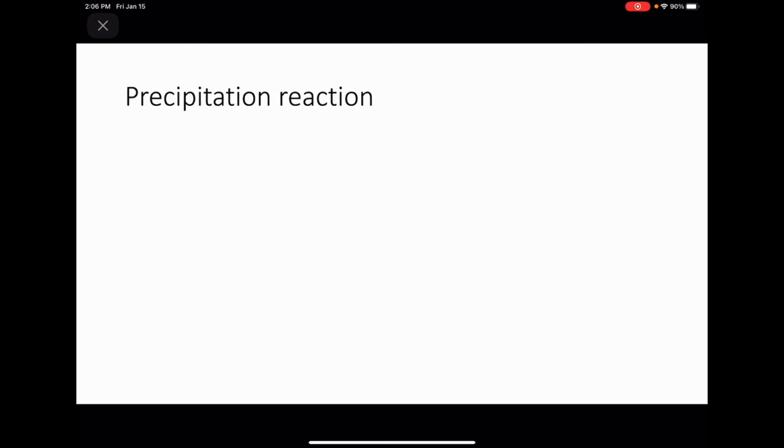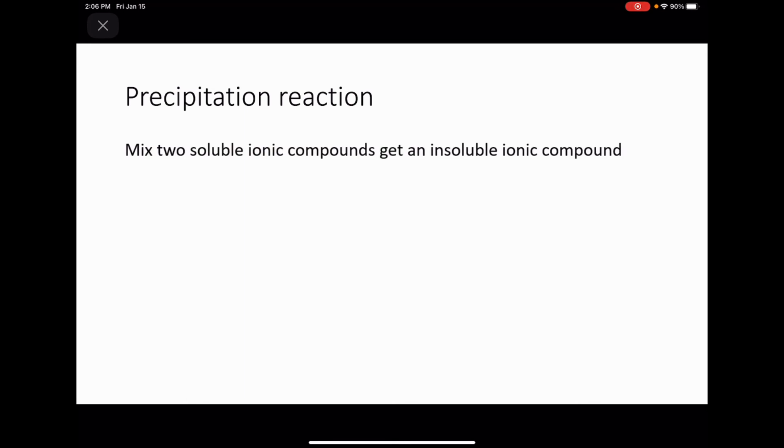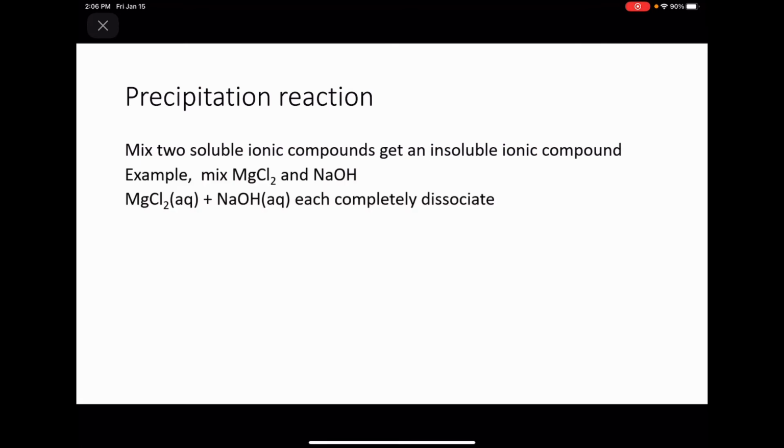All right, so here's kind of an aside, precipitation reactions. If we have two soluble ionic compounds and we mix them together to get an insoluble ionic compound, that's called a precipitation reaction. It's kind of the definition of precipitation reactions. So let's take an example of one that could be a potential precipitation reaction. Magnesium chloride, we'll assume that it's soluble. Most halides are. If we went through the solubility rules, we'd know. Sodium hydroxide, remember the solubility rules said that is soluble. So those are two soluble salts.